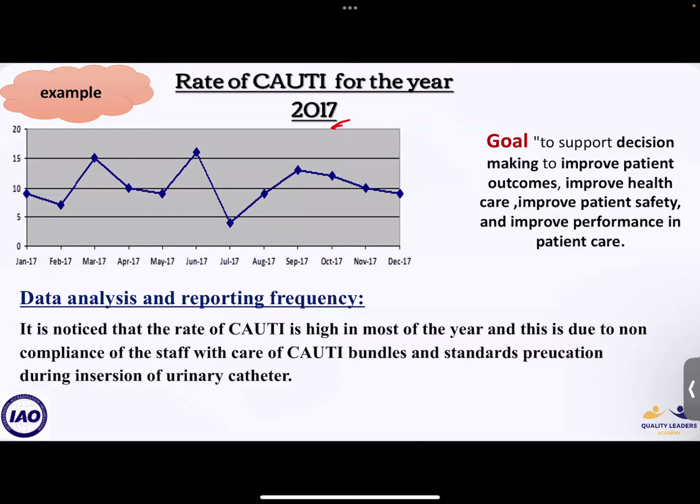In here, in the rate of CAUTI for the year 2017, regarding data analysis and reporting frequency, it is noticed that the rate of CAUTI is high in most of the year. And this is due to non-compliance of the staff with care of CAUTI bundles. You're familiar with the CAUTI bundles, right? And the standard precautions during insertion of the urinary catheter. So this is the example from data to information for us to have the knowledge to help us in decision making.